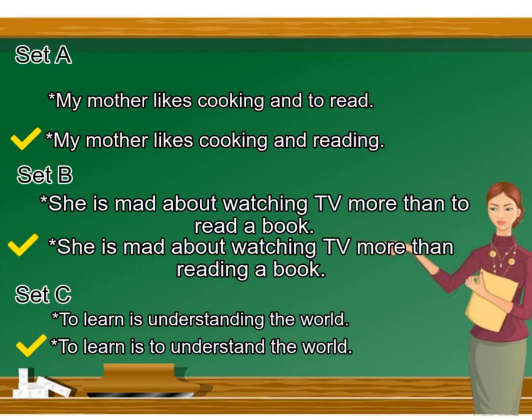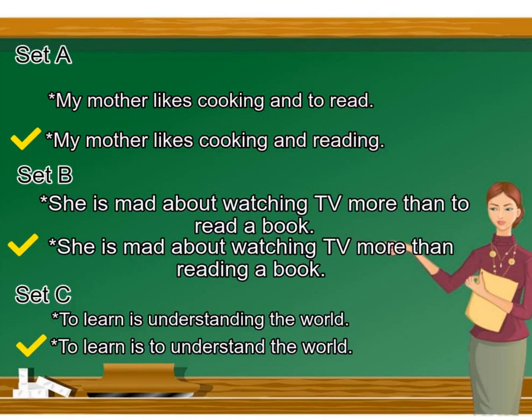Which of the two sentences do you think is parallel? Yes, it's the second sentence. The second sentence has two elements, which are cooking and reading. Cooking and reading both end with ing, which are gerunds. If you are going to use a gerund in the first element, then in the second and third elements you need to use gerunds also.